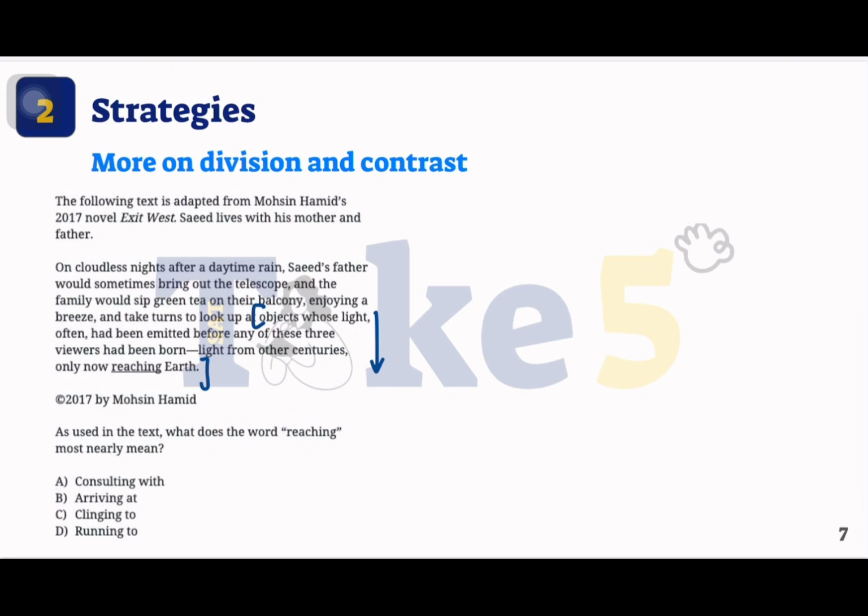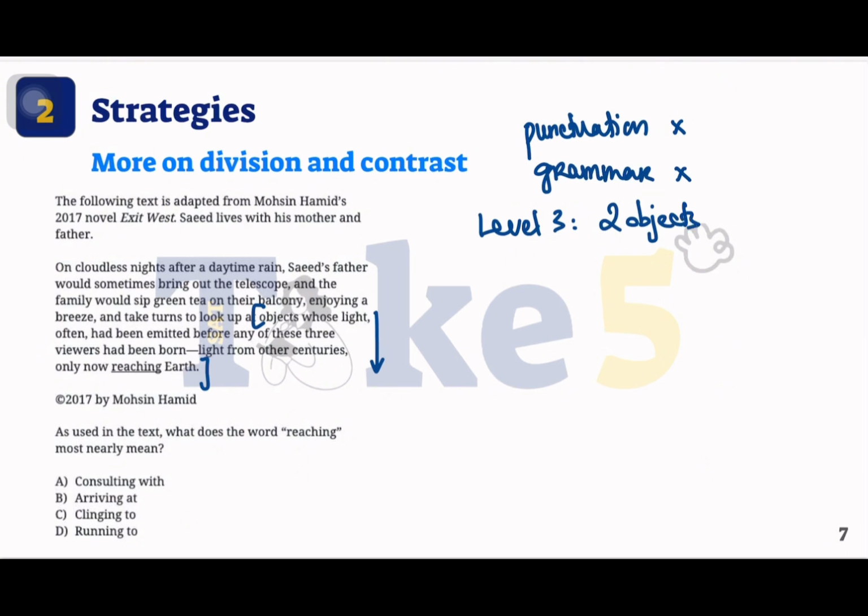And for this one, it is not particularly easy with just punctuation or even grammar. We will hence use a third level, dividing based on two objects in comparison here. Here, we are comparing between the viewers and objects with light, or the stars. We make this guess from knowing that they are looking at them in the sky with a telescope. But this doesn't matter. Let's just put these two sides of comparison here.